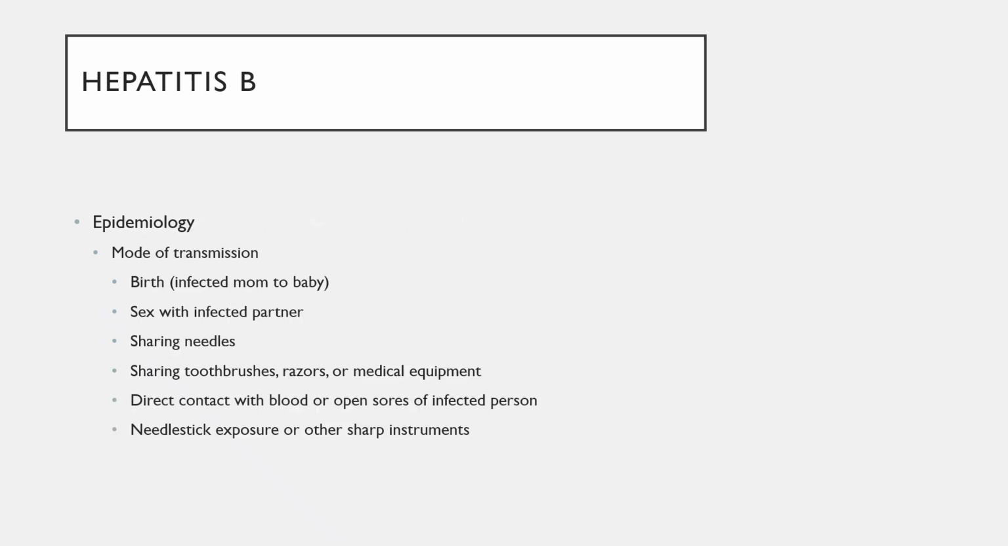Unlike A and E, hepatitis B is transmitted through blood and body fluids, which automatically raises the stakes in healthcare environments. Major transmission routes are birth from infected mother to infant, sexual contact, needle sharing, blood exposure, and contaminated personal items like razors or toothbrushes, and also needle stick injuries. Yes, this is why we treat every specimen like it has secrets.